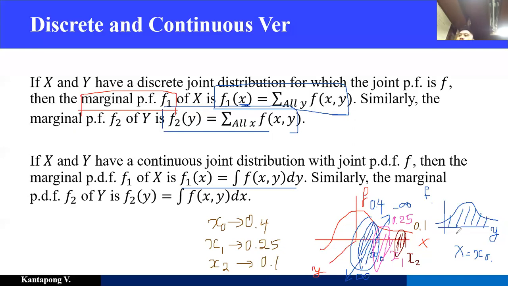So this is as if we integrate from minus infinity to plus infinity. We take all of this, so we have to integrate and we get rid of y. Very similar.